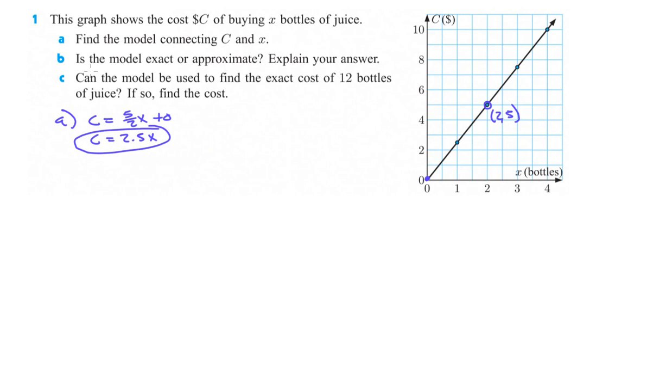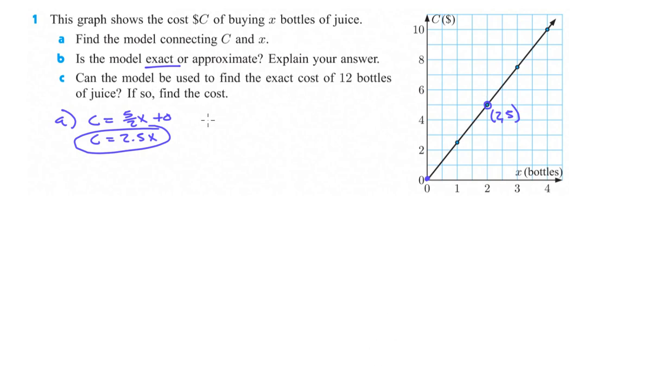Okay, B: is the model exact or approximate? Since all of these dots lie exactly on the line, every bottle you buy should cost the same amount. It doesn't show any kind of discount for buying extra bottles. So this should be an exact answer, because all these dots are exactly perfectly on that line.